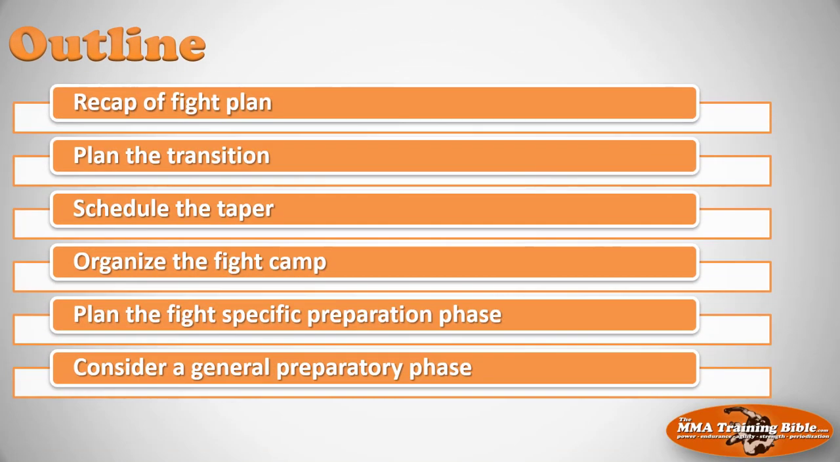Okay, so here is what we're going to cover in this session. First, we'll review where we're at with our fight plan. After this, we'll forecast training volume and intensity across the transition, followed by the taper. We'll organize the fight camp, and we'll lay out the fight-specific prep phase for the longer plans. We'll slot in the general prep phase, but again, we don't need to worry about that in the shorter plans.